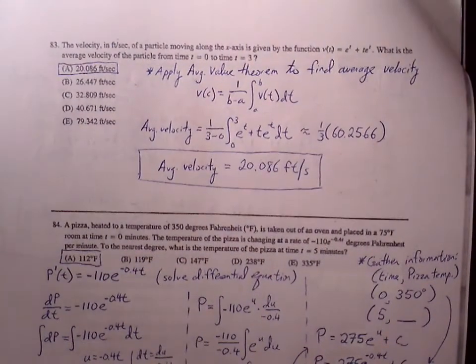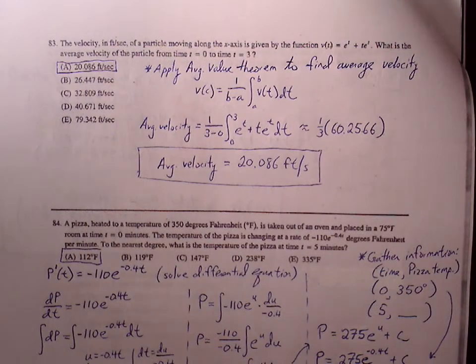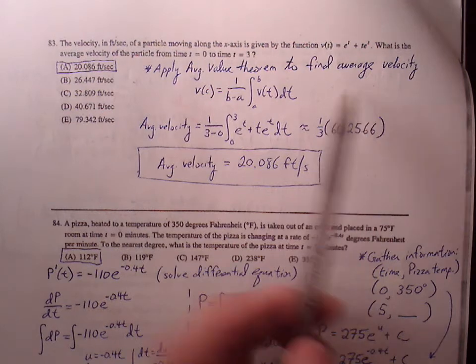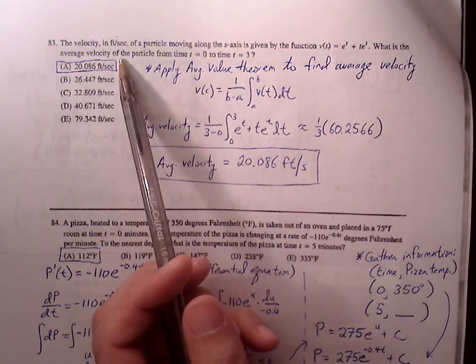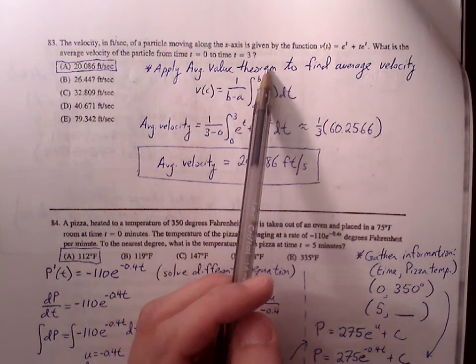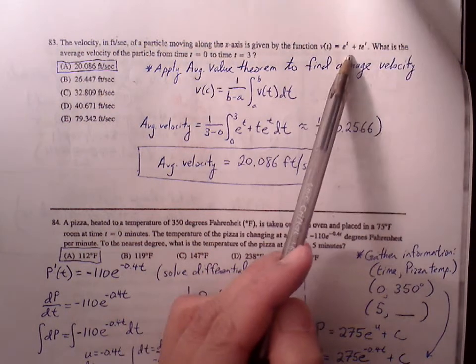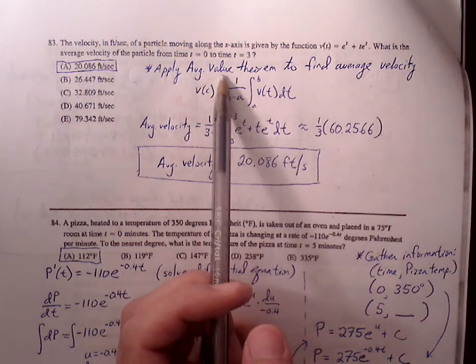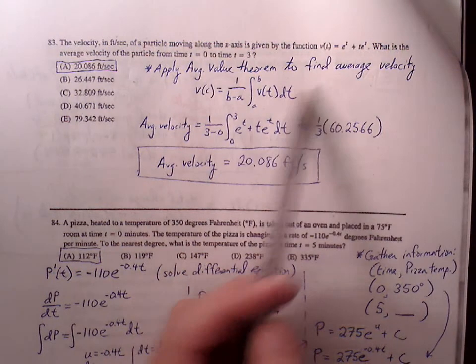Okay, 83. The velocity of a particle moving along the x-axis is given by v of t. What is the average velocity from 0 to 3 seconds? Now, if we want to find the average velocity and we have the velocity function, we're going to use the average value theorem. The average value theorem will help us find the average velocity.